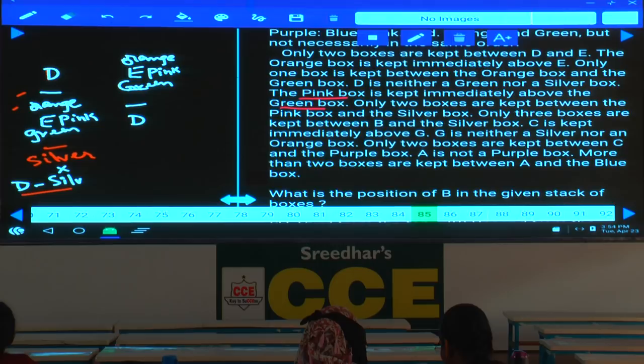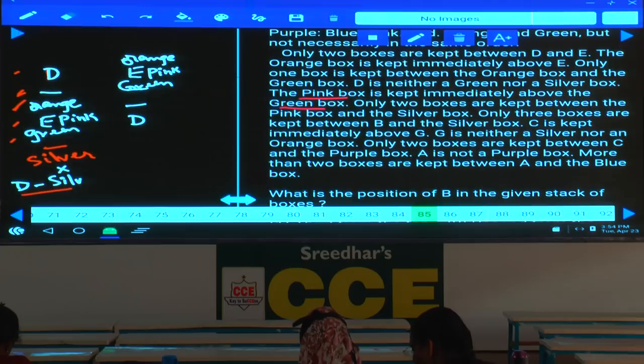Done with this? Now, in the first case, count the total number of boxes. 1, 2, 3, 4, 5, 6, 7. Now, in total, we have 7. That means there won't be any box before this D or any box after this silver box. D is at the top and silver is at the bottom.